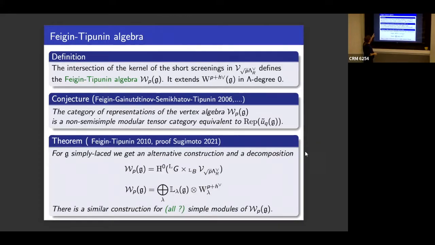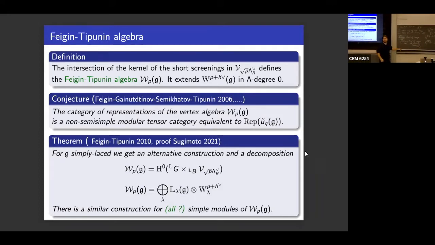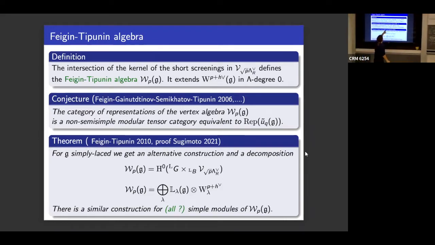So now the intersection of the kernel of the short screenings. I take all elements in the vertex algebra that are sent to 0 by the short screening, and define the Feigin-Tipunin algebra WP of G. And this extends the W algebra, for example the Virasoro algebra for SL2, which lives in degree 0, but there is more in degree 0. As we see, there is this whole singlet algebra in degree 0. But in particular, you have sort of this. That's somehow how it arises.